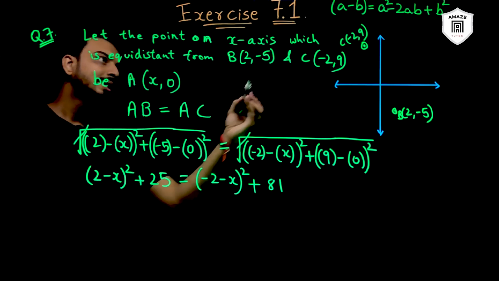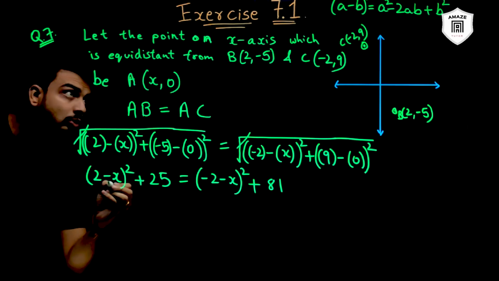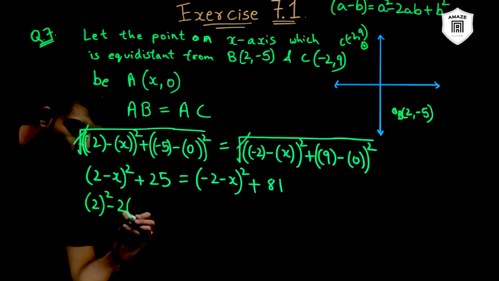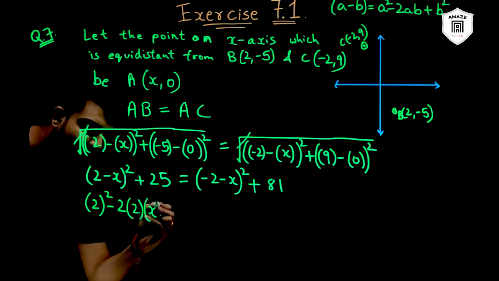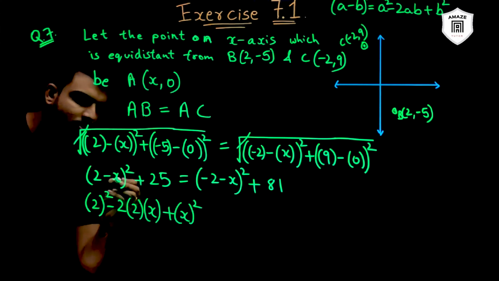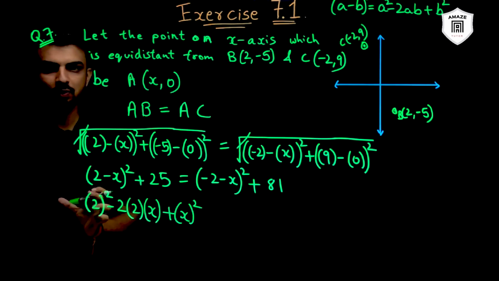So similarly, here (2 minus x) the whole square, if we apply this identity, how will it look? What is 2? It's a, and what is b? It's x, right? So a square minus 2ab plus b square, so x square, right? Because b is x. So this is what the expansion of (2 minus x) the whole square will look like.